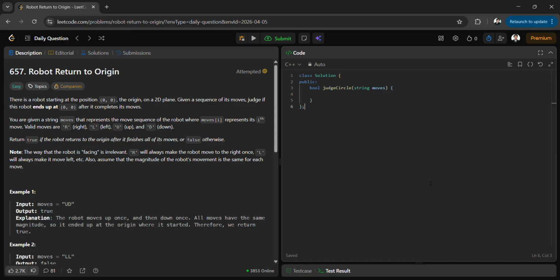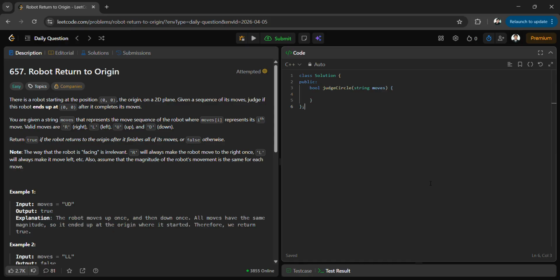Similarly, here we just have to define the moves of the robot, and the condition is: if the robot is at the origin, then we have to return true, else we have to return false. So our approach is really very simple. The robot is already at the origin, that means at position 0 0. We need to validate after the movement of the robot whether it is at the origin or not. If it is at the origin, we return true. If it is not there, we return false.